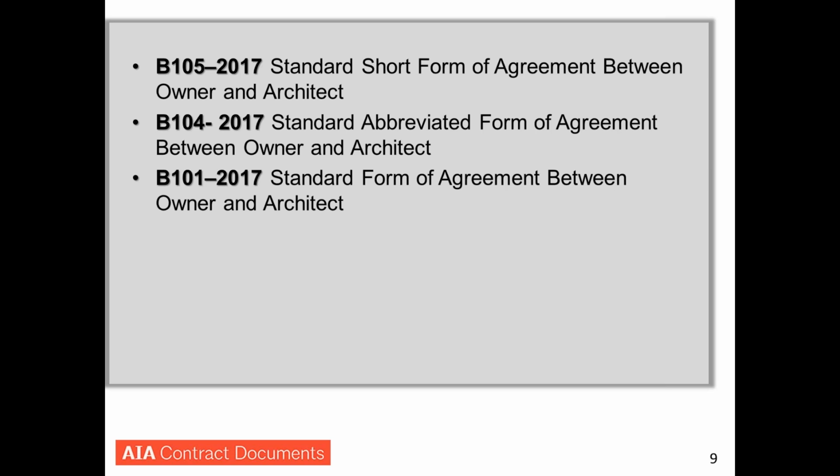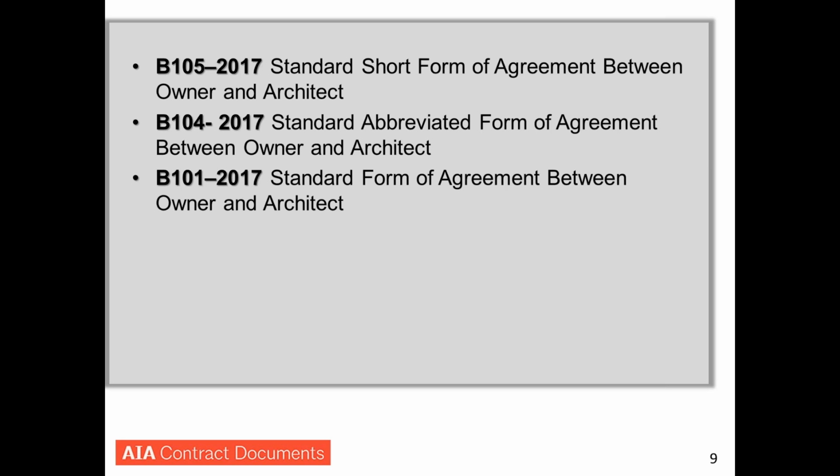But if you signed up for this webinar and your focus is more on single-family residential, the list of documents you see on the screen now are the ones that would be suited for your use on that. The B105 and the B104 are really more geared towards small and very straightforward projects, whereas the B101, which is sort of our flagship owner-architect agreement, is really the one that we have found people are using quite a bit in residential. And the documents we're going to talk about today are really built on B101.